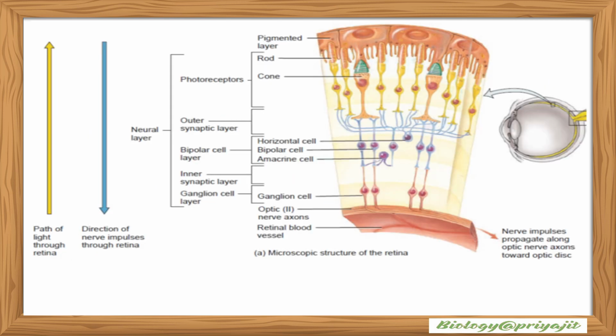This is the neural layer of the retina. It contains the photoreceptor cells like rod cells and cone cells, which together form the pigmented layer. And there is the outer synaptic layer, bipolar cell, inner synaptic layer, and lastly there is the ganglionic layer.